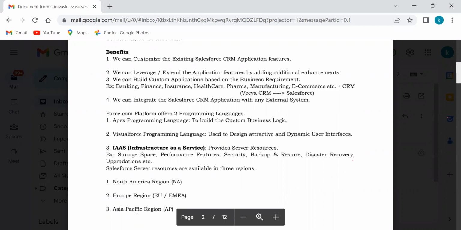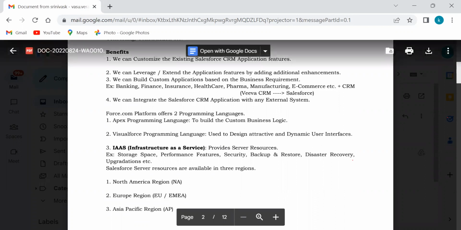all these mean infrastructure as a service. So infrastructure as a service simply means server resources to store your business specific data.